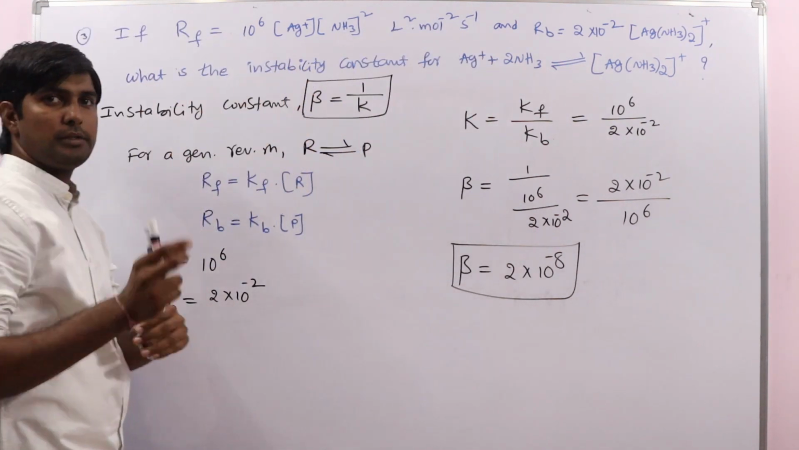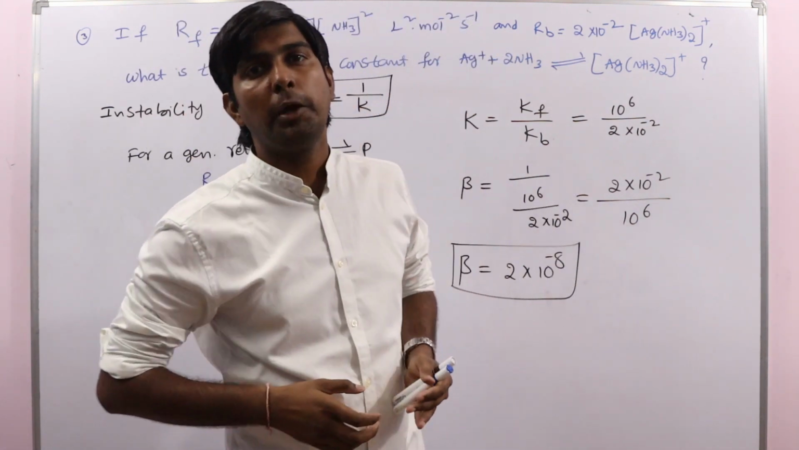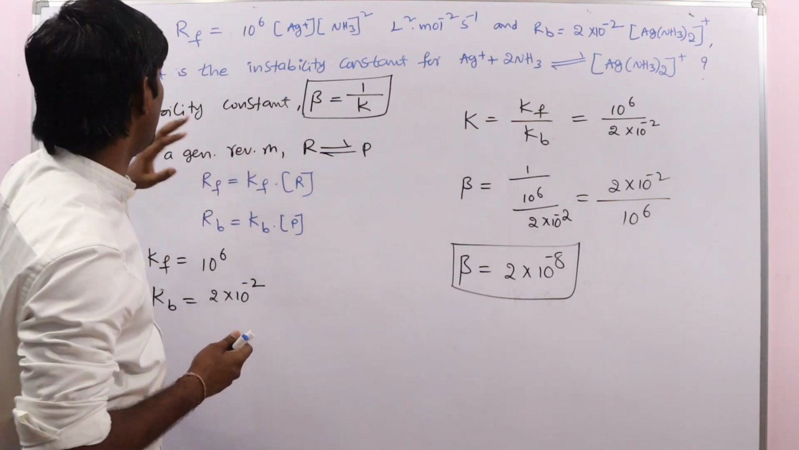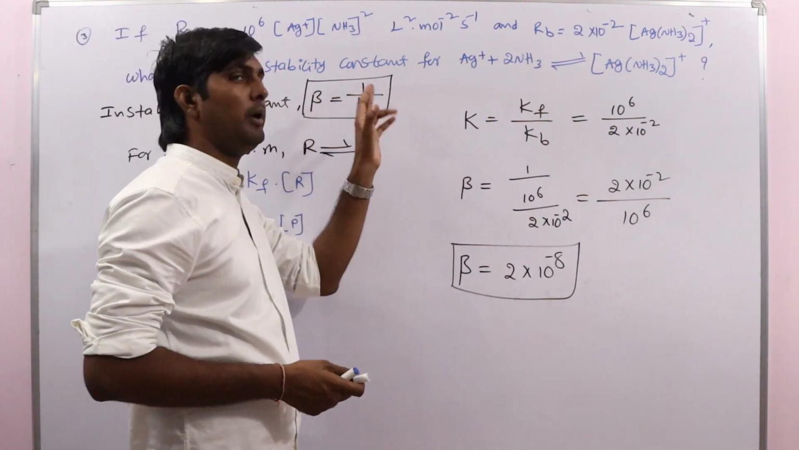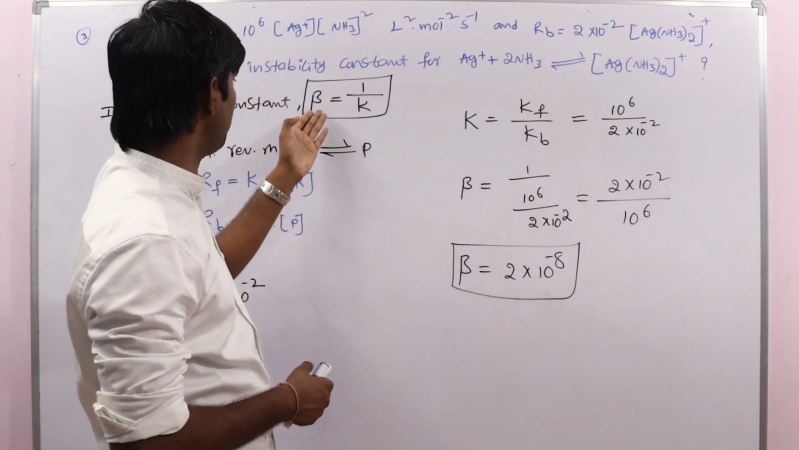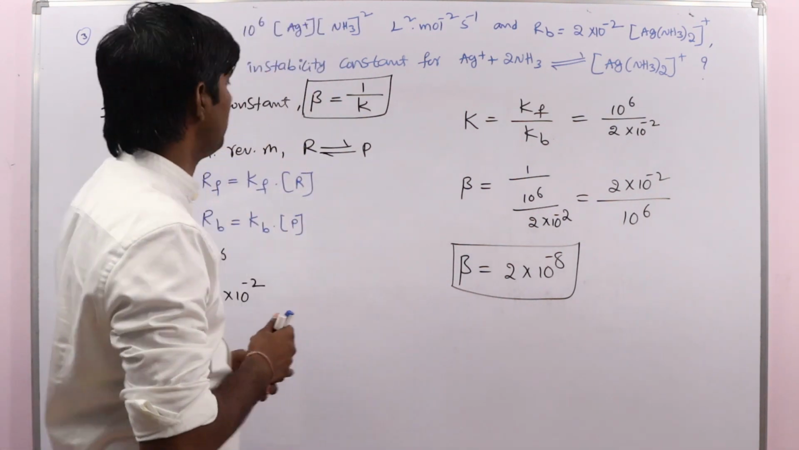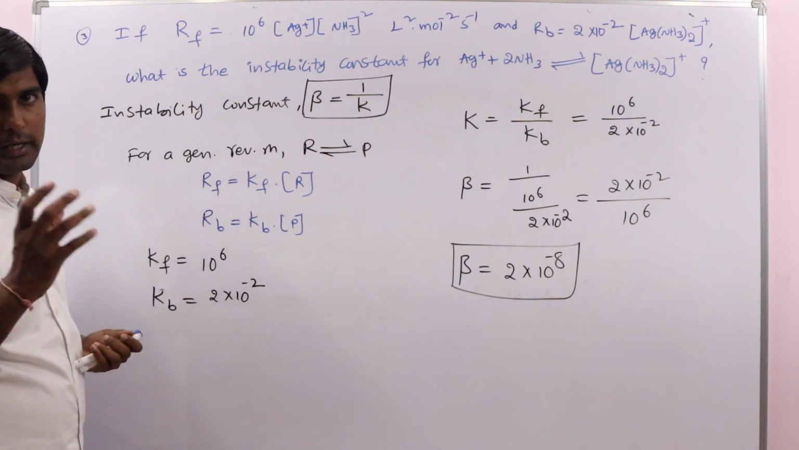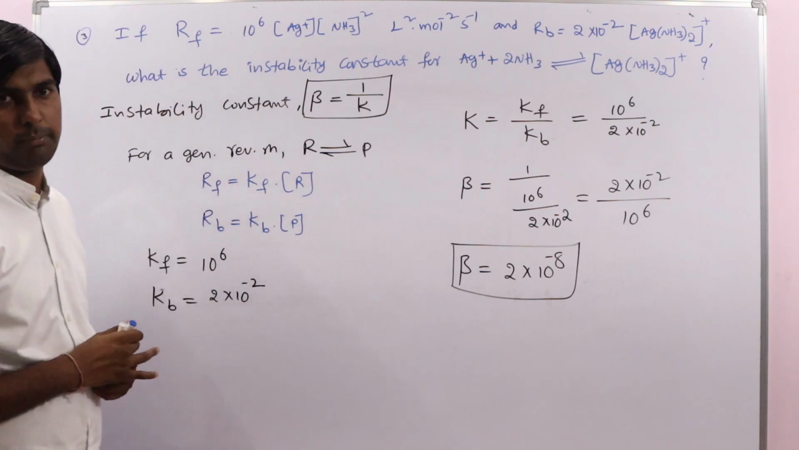Here we discussed three different models in which both chemical equilibrium and chemical kinetics topics are involved. Very important. So what is the instability constant? Beta equals 1 by the equilibrium constant, that is, the instability constant is nothing but the reciprocal of the equilibrium constant. This is the general thing which we discussed in kinetics. To solve this problem we just recalled this concept.